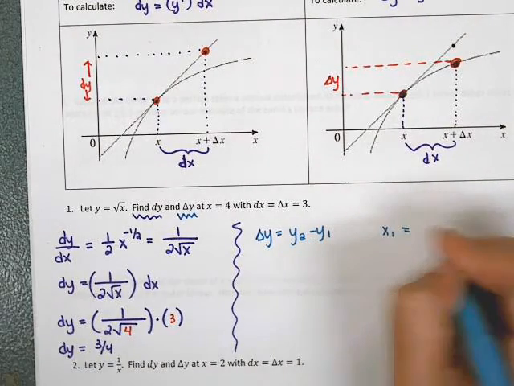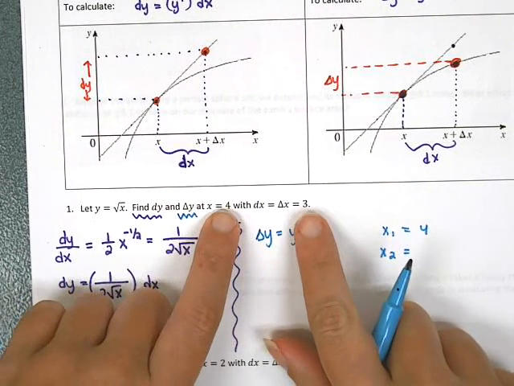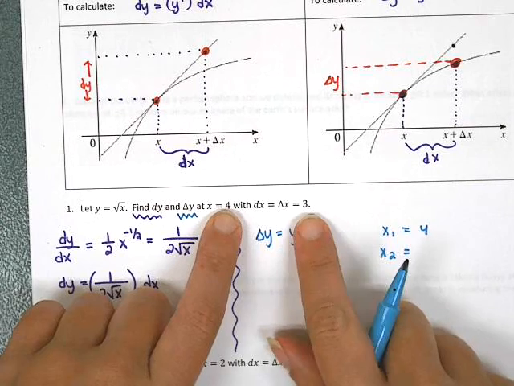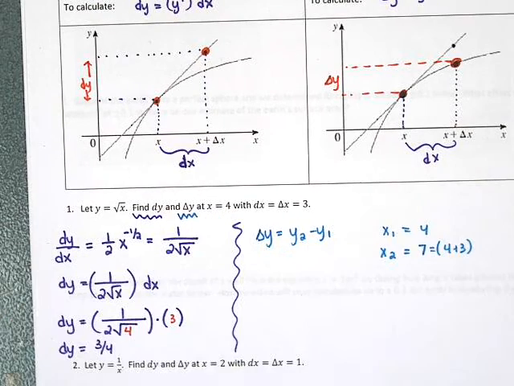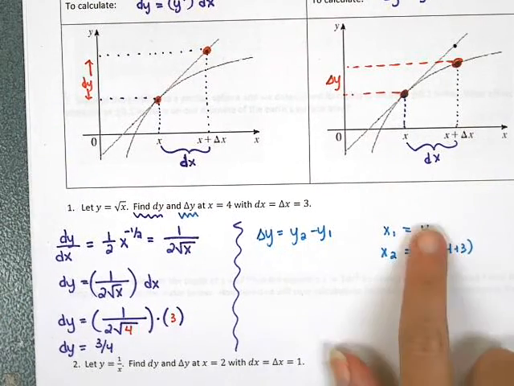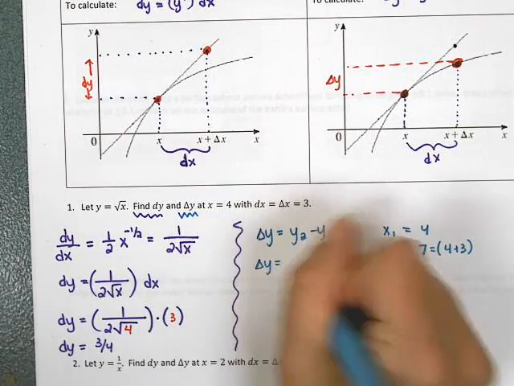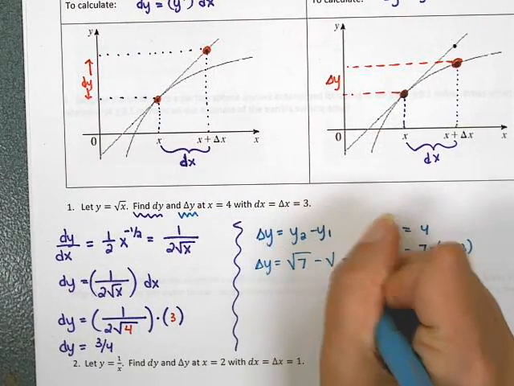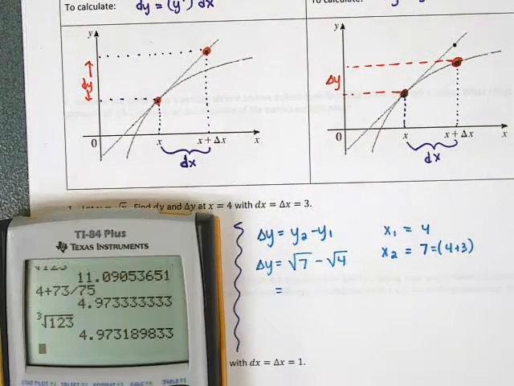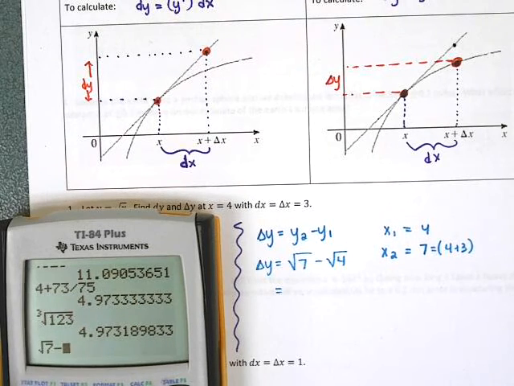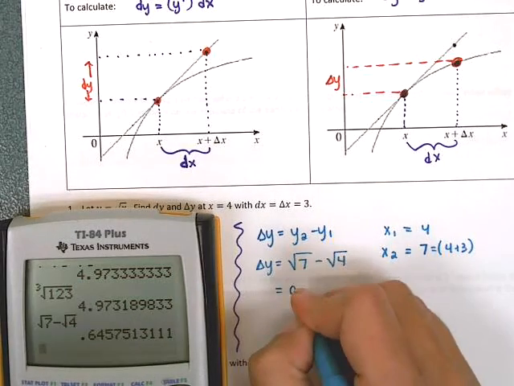The first x value is going to be 4. The second x value is going to be this number plus this number. I'm starting at the 4, I'm adding 3 because that's delta x. That's how much I'm changing by. So to figure out my y values, I'm going to take these x values and plug them into the original problem. So delta y would be the square root of 7 minus the square root of 4. And I'm going to need a calculator for this part. So the square root of 7 minus the square root of 4, which would be 0.65.